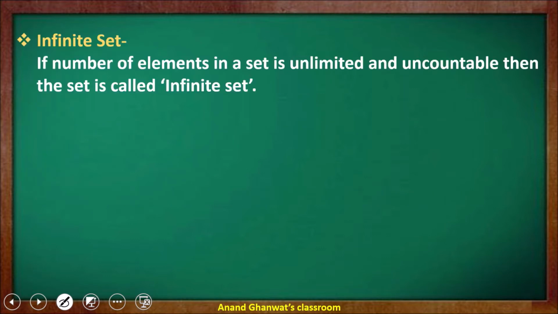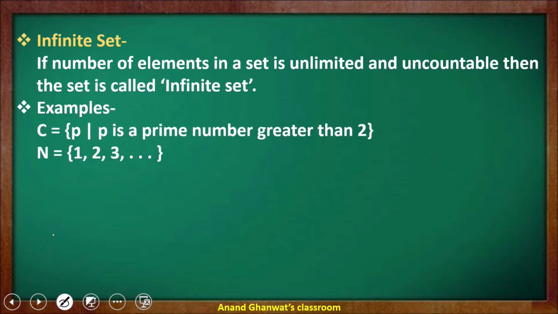Now the fourth type of set, that is the infinite set. Understand the meaning. If the elements in a set are unlimited and uncountable, then the set is called an infinite set. The number of elements is unlimited and uncountable, meaning you cannot tell which is the last element. So if uncountable, unlimited elements are there, then that set is called an infinite set. Let us see the examples.